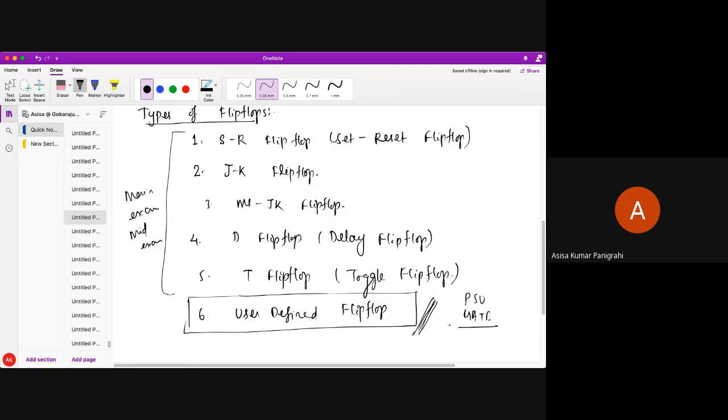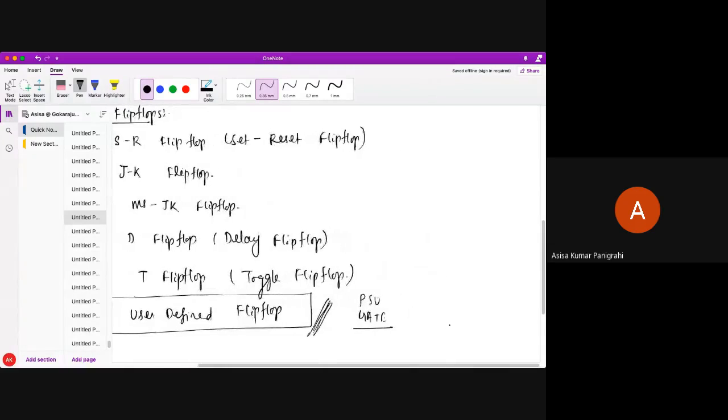Do you all understand? So how many flip-flops are there? Around 6 flip-flops: SR flip-flop, JK flip-flop, MSJK flip-flop, D flip-flop, T flip-flop. For all these flip-flops, you are going to study 7 things. What are those 7 things? First, you have to study the logic symbol of the flip-flop. Next, the logic design of the flip-flop. Next, the truth table of the flip-flop.